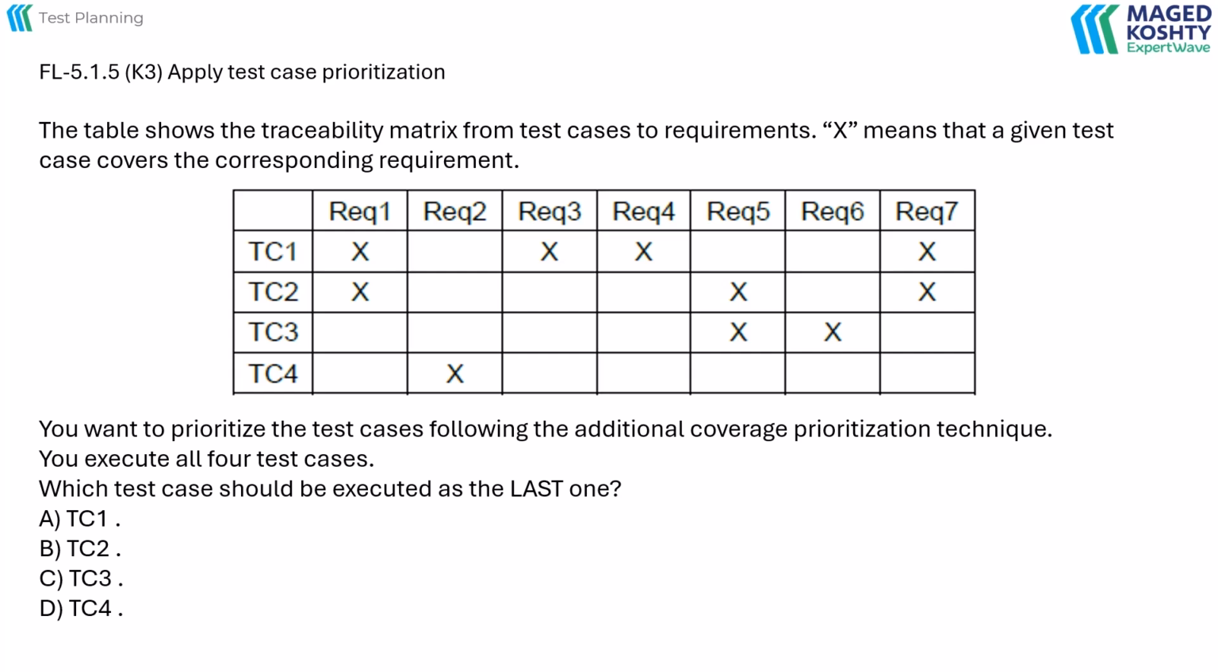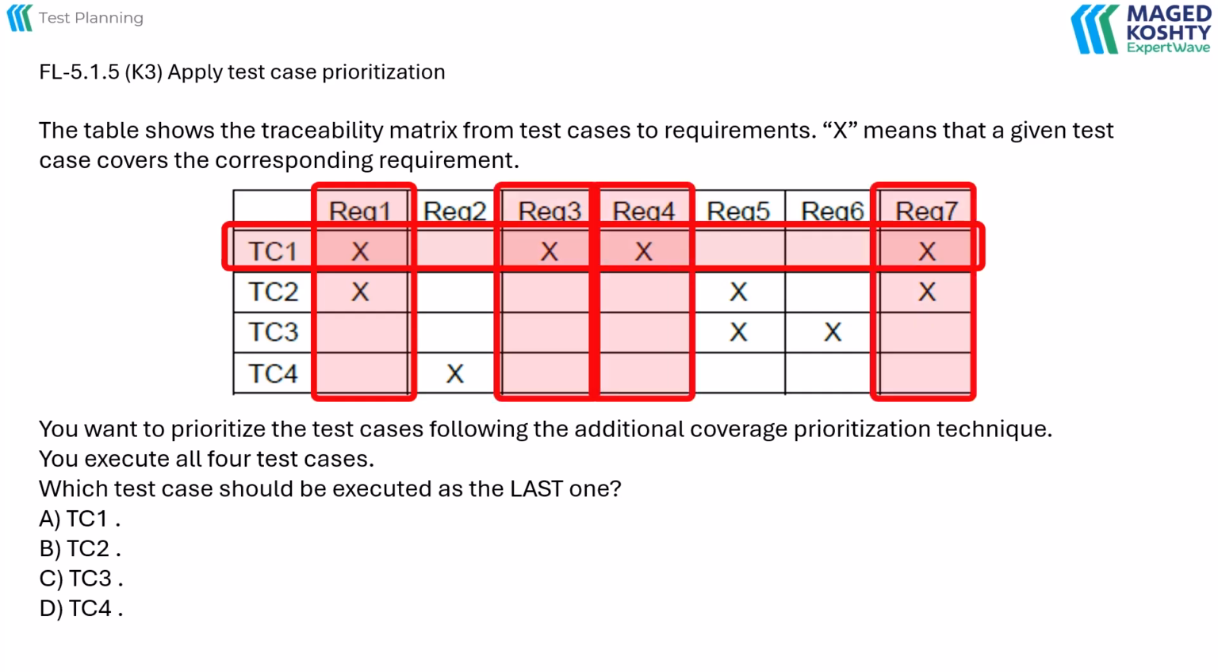We mentioned the additional coverage technique very quickly in the course. The idea is to pick the test cases that will provide the highest coverage first, as test case 1 will cover 4 requirements at once. So it will be our first choice. So now we have covered requirements 1, 3, 4, and 7. Test case 2 covers 3 requirements, but 2 of the 3 requirements were already covered. So test case 2 will cover only 1 additional requirement.